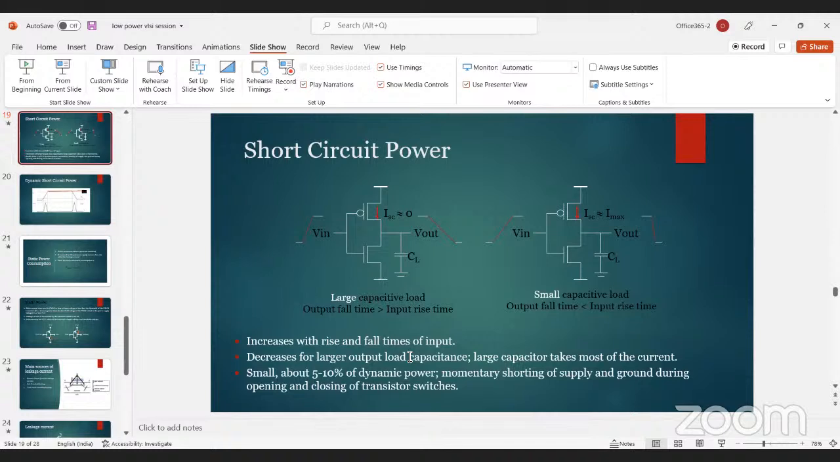That's a good point, Kavita. But again, that is a trade-off. If you increase the capacitance load, the delay of the circuit will increase. Yes, so that's the thing.